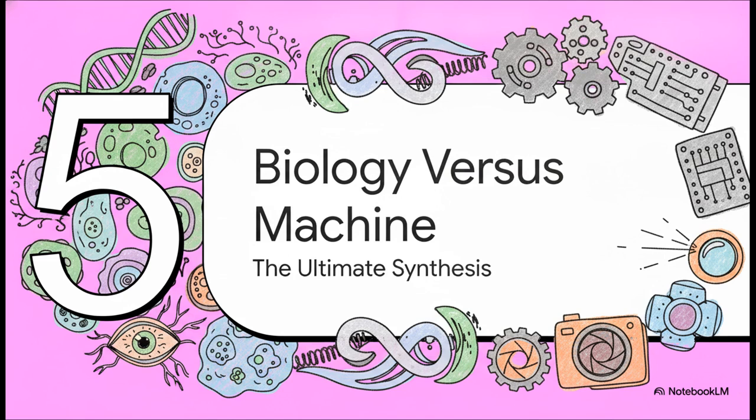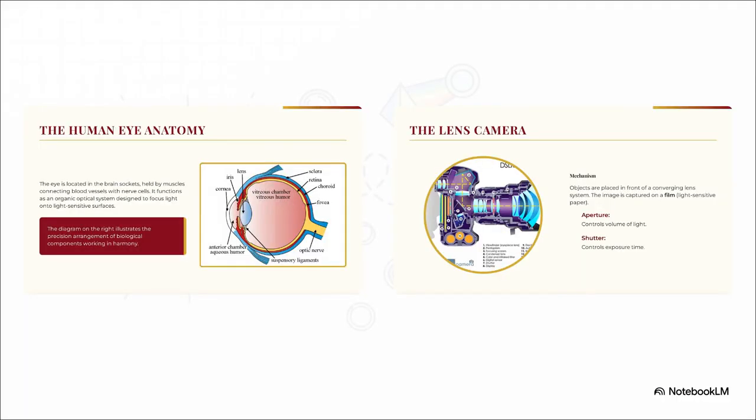And that brings us to section 5, biology versus machine, the ultimate synthesis. Putting millions of years of organic evolution directly alongside human engineering really puts things into perspective, doesn't it? You've got this soft, organic sphere filled with liquid and powered by blood and electricity, sitting right next to a rigid cylinder of glass, metal, and engineered sensors. Yet, functionally, they are trying to achieve the exact same goal using the exact same laws of physics.